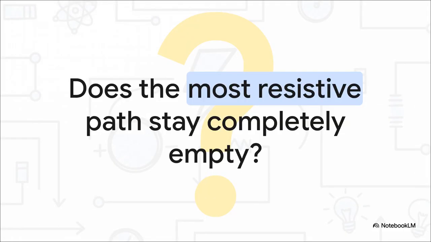I'm going to leave you with this final, slightly tricky thought to test your understanding of everything we've just covered. If current absolutely loves the easiest path, does the hardest, most resistive parallel path get completely 100% ignored by the electrons? Keep visualizing that electron journey. Keep practicing your ratio calculations, and you're going to completely master this circuits exam.